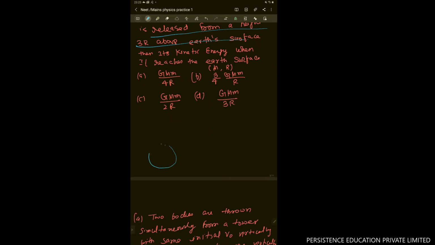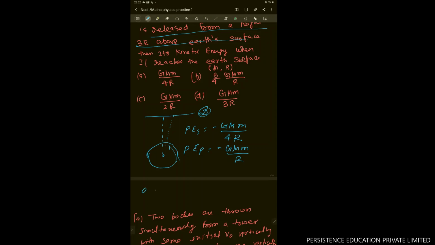Just like in electrostatics, if you remember the gravitational potential energy, if you have taken the reference as infinity, as we come closer, the potential energy will be negative. So 3r above the Earth's surface, all the measurement will be done from the center of the sphere. So initial potential energy is minus GMm upon 4r, and final potential energy is minus GMm upon r.